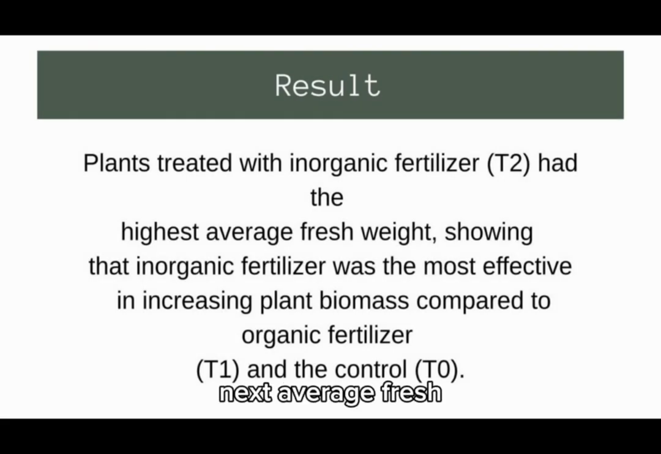Next, average fresh weight of plants at the end of week 4. The control treatment T0 had an average fresh weight of 1.56 gram. The organic fertilizer treatment T1 showed a slightly higher fresh weight of 1.62 gram. Once again, the inorganic fertilizer treatment T2 recorded the highest fresh weight, which is 2.64 gram. This suggests that inorganic fertilizer was more effective in increasing plant biomass compared to organic fertilizer and no fertilizer.